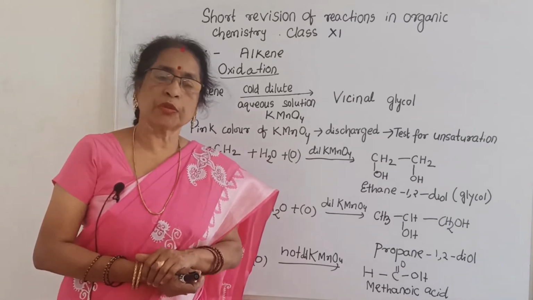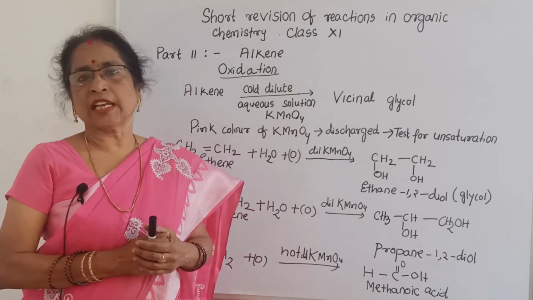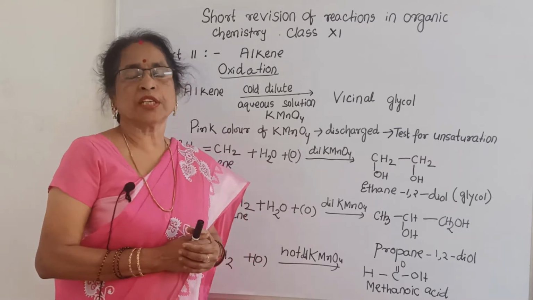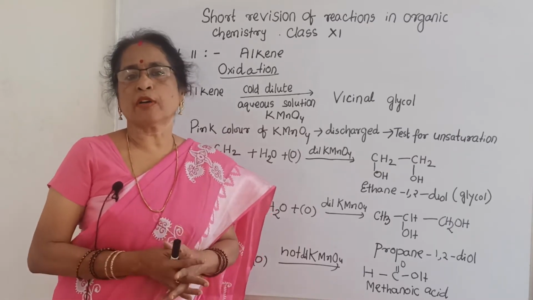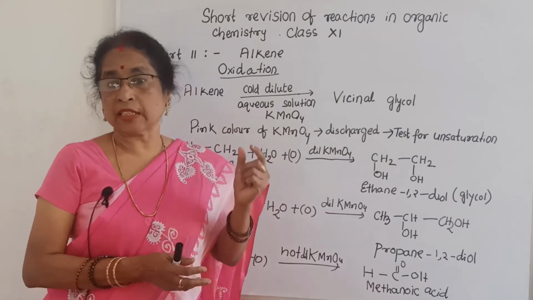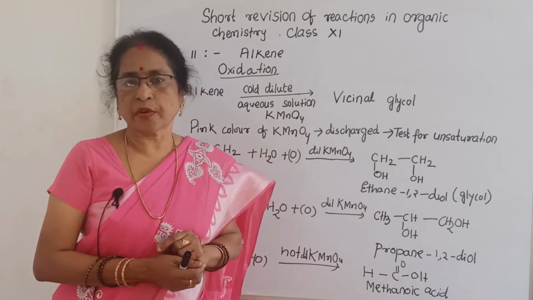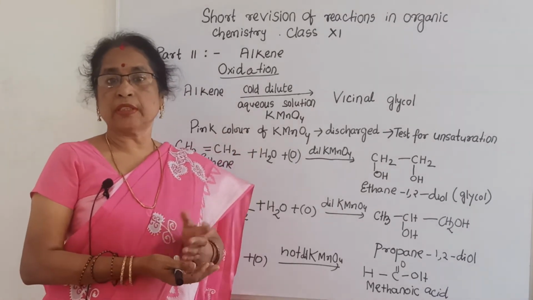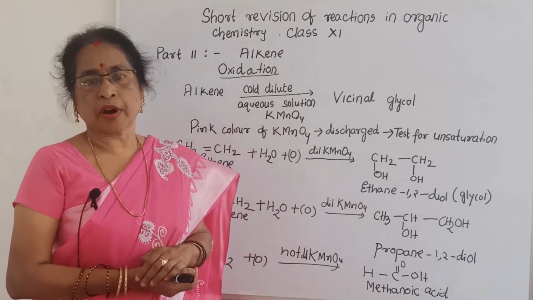What is meant by unsaturation? That means the alkene is an unsaturated hydrocarbon, because it contains a double bond. Double and triple bond hydrocarbons are known as unsaturated compounds, whereas single bond alkane is known as a saturated hydrocarbon. Now if the pink color of KMnO4 is discharged, it is sure that it is an unsaturated hydrocarbon.